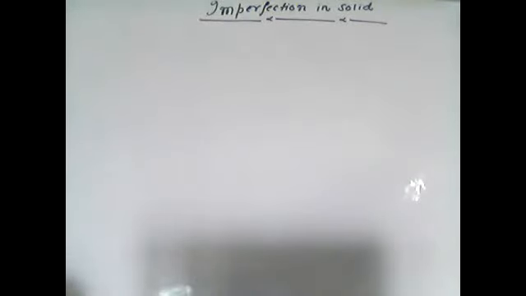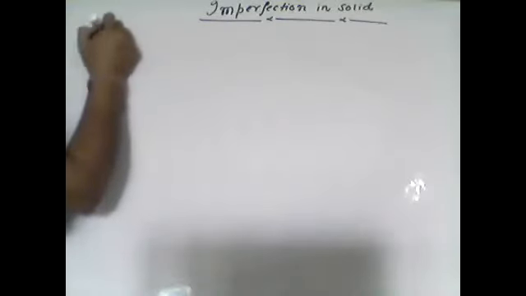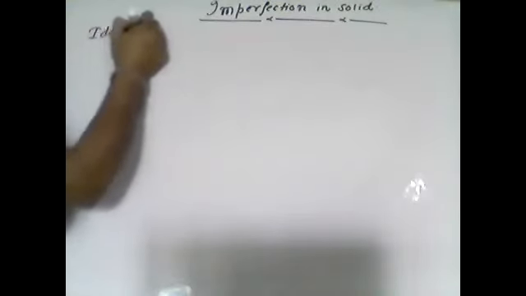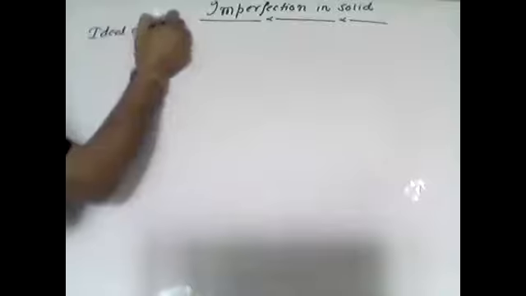We're discussing crystalline solids. In crystalline solids, we're discussing ionic solids. In ionic solids, we know that there is a regular three-dimensional pattern. Before we start, imperfection means defects in the solids. This topic is also very important. The first definition that I am going to take is the ideal crystal.